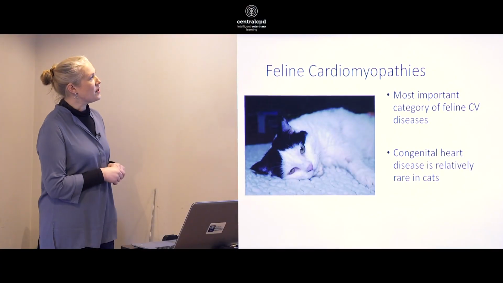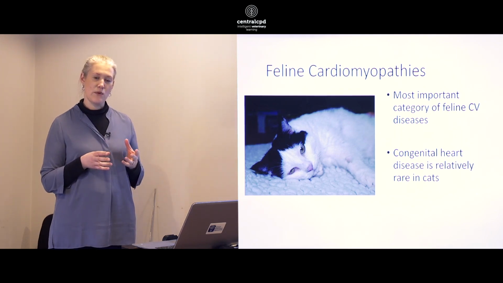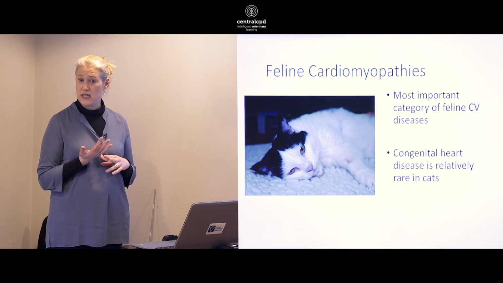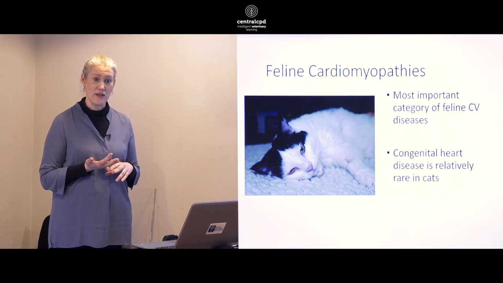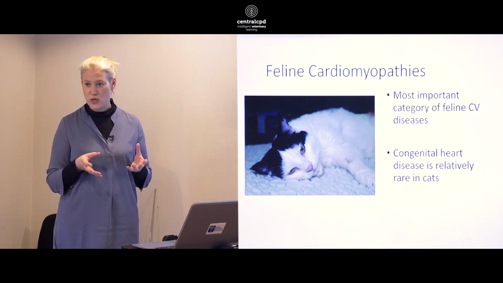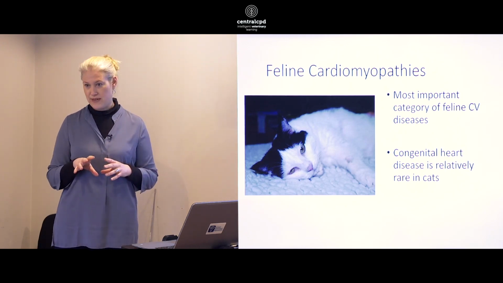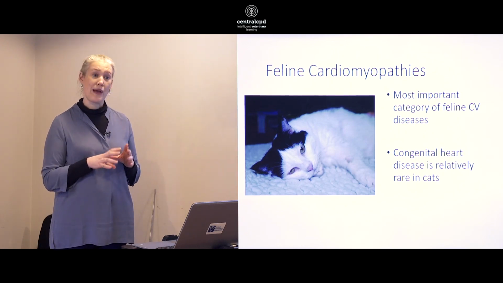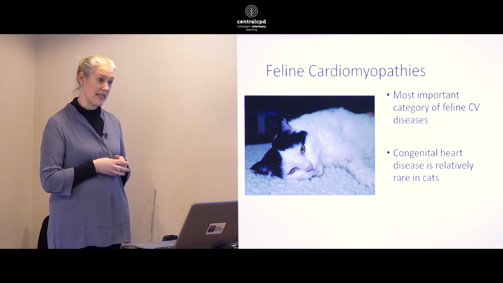Okay, so feline cardiomyopathies are the most important type of feline heart disease. When we think about canine heart disease, mitral valve disease is by far the most common. We see that in older small breed dogs. We do see dilated cardiomyopathy, but it's nowhere near as common as mitral valve disease. Now in cats, they rarely get myxomatous valve disease, so we're really talking about heart muscle disease as the acquired form of heart disease in cats.